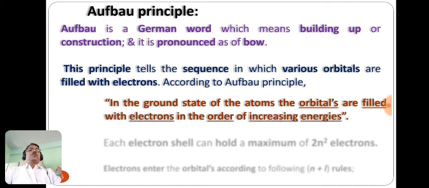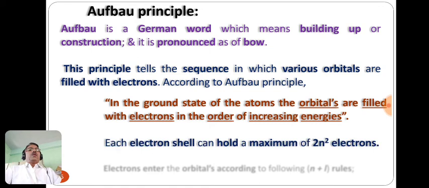It means electrons first of all enter the low energy orbitals and then the next energy orbitals, so with increasing energies the orbitals are filled up. Each electron shell can hold a maximum of 2n square electrons. This is already known to us from the Bohr-Bury scheme.